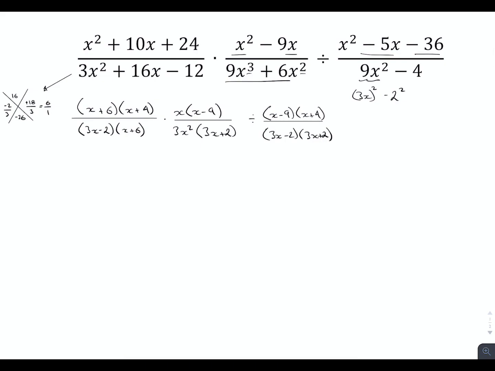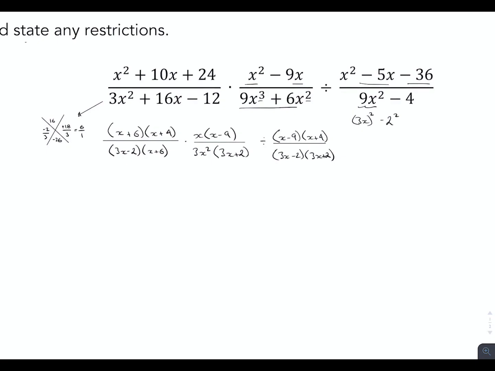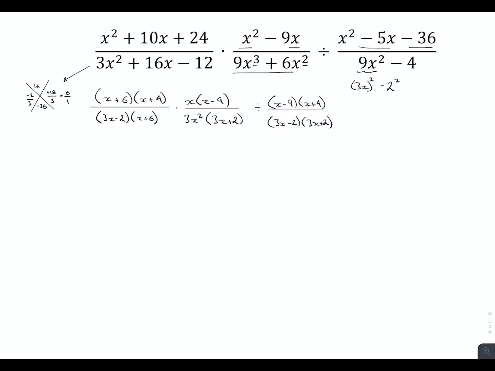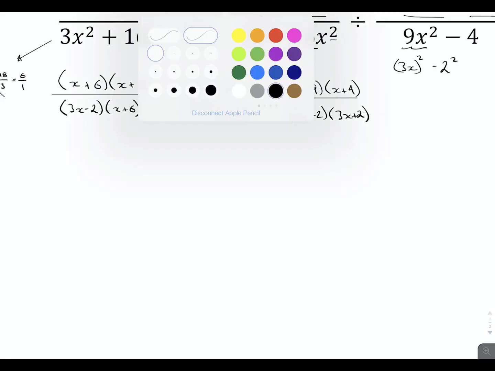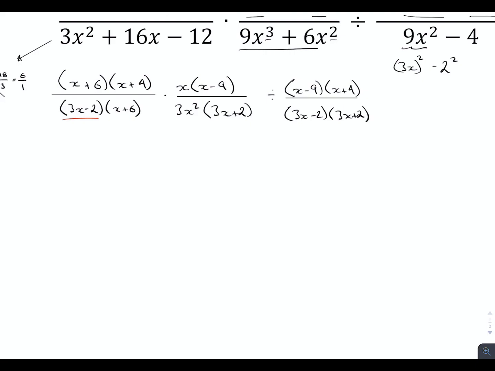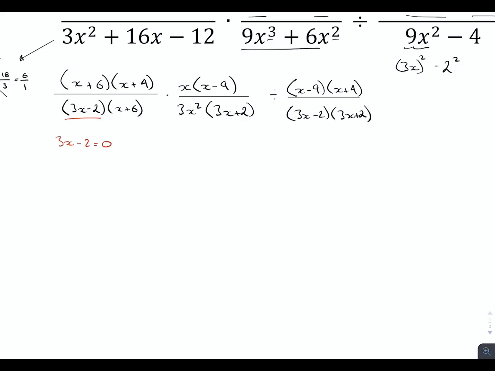And what I want to do next is just identify any restrictions, because I do believe it says state any restrictions. So I'm going to have to look at all these denominators one at a time. So let's look at this guy here first. What will make that term 0? In other words, what value of x will make that equal 0? Well, you just solve it like a grade 9 linear equation. I get 3x equals 2, x equals 2 over 3. So there's my first restriction for this guy.